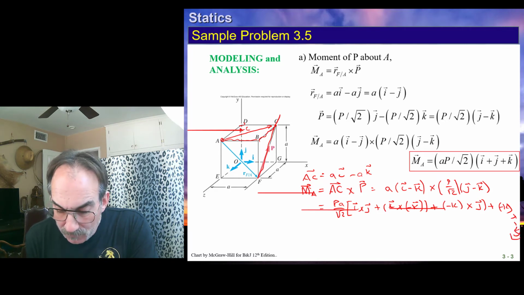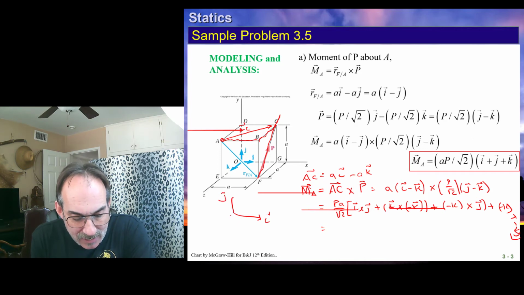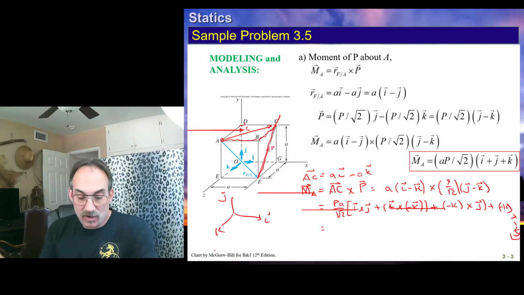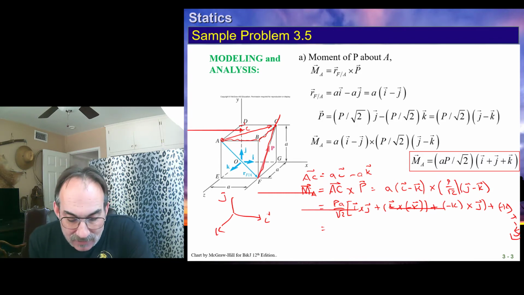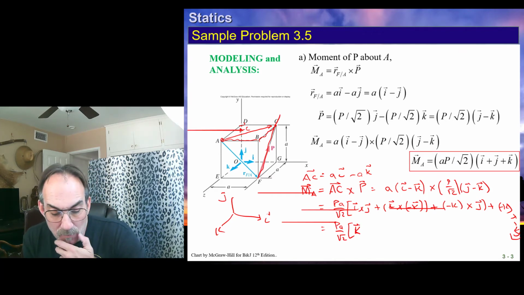Okay? Now when we do that, it's convenient to say, wait a minute, this is I, this is J, this is K. So if we take I cross J, that's going to give us a positive K. So we have this PA over square root of 2. This is going to just be a K, positive K. Then we have this next term, which was I cross with J.